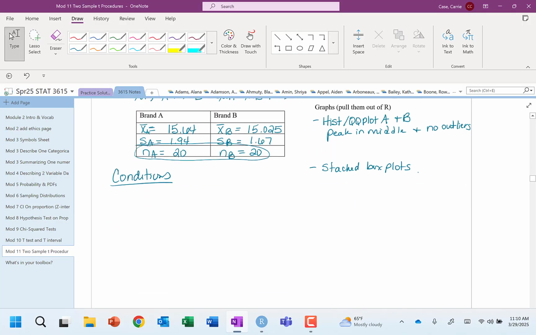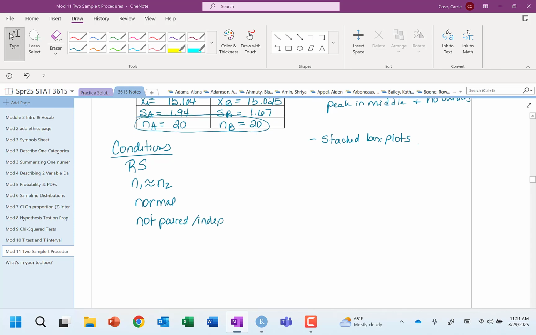All right, so conditions. Random sampling, n1 is approximately equal to n2. We need normality. We need not paired data or independent data. And we need that sigma A or sigma 1 is equal to sigma 2. And we have to start working on these. Well, I already know one of these. Sample sizes are perfectly equal, and we were told that they went to different stores to try to randomly sample.